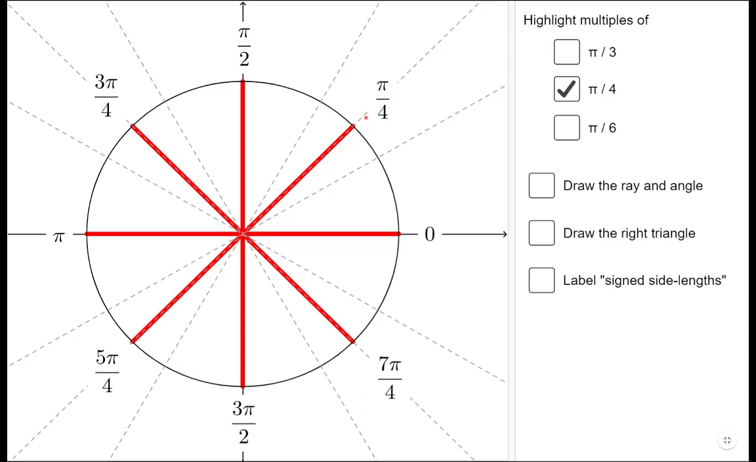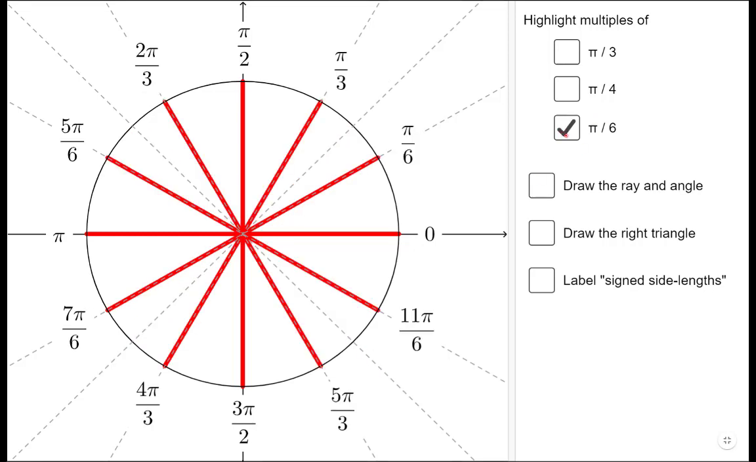The multiples of pi over 4: 2 pi over 4, 3 pi over 4, 4 pi over 4, 5 pi over 4, 6 pi over 4, which is 3/2 pi, 7 pi over 4, and there we go. And you could also break this down into multiples of pi over 6.